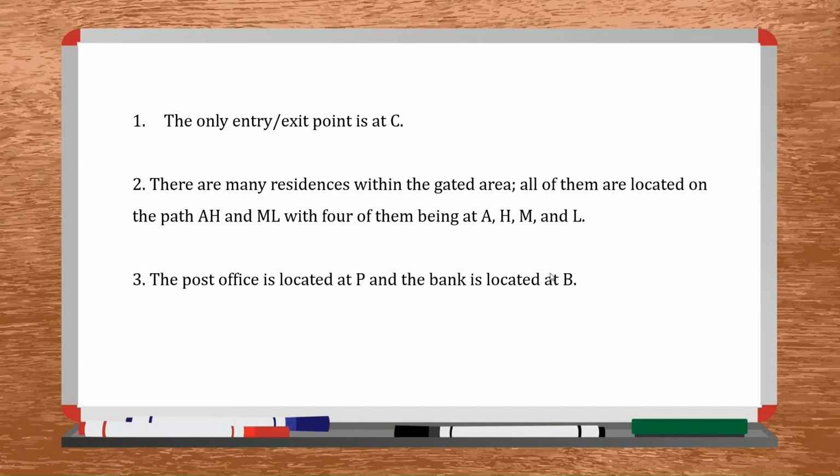Then there are many residences within the gated area. They are located on the paths AH and ML, and they are on the points A, H, M, and L, the endpoints. We have a post office at P and a bank located at point B.